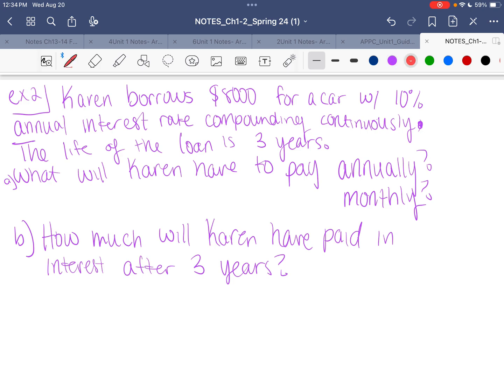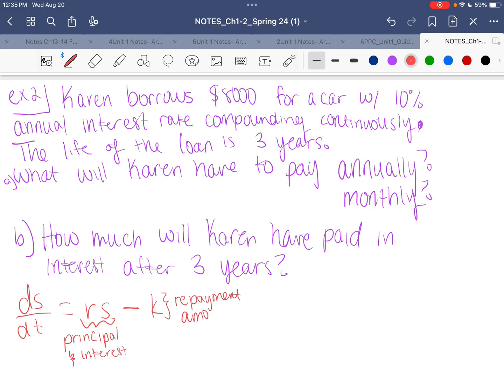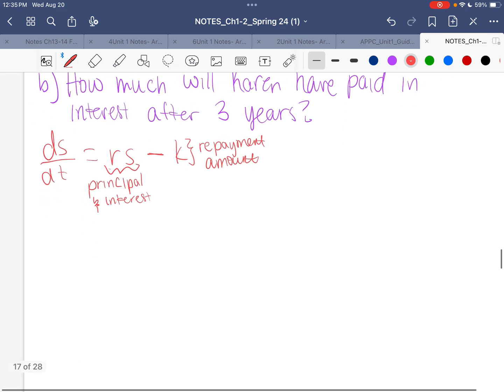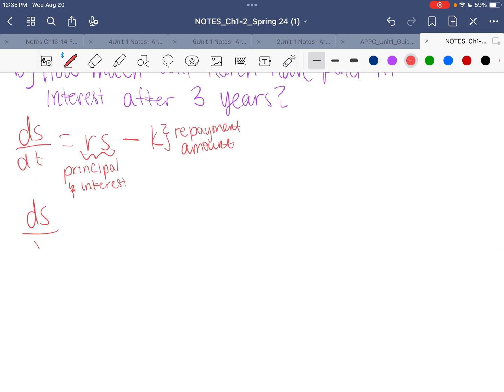Okay, so this is when we have to do dS/dt is equal to rS minus k. This is our principal, so the initial amount, and the interest, whereas this is our repayment amount. What was my interest rate? 10%. Try to keep it nice and simple. And unfortunately, these days, a 10% interest rate on a car loan is actually kind of not that crazy.